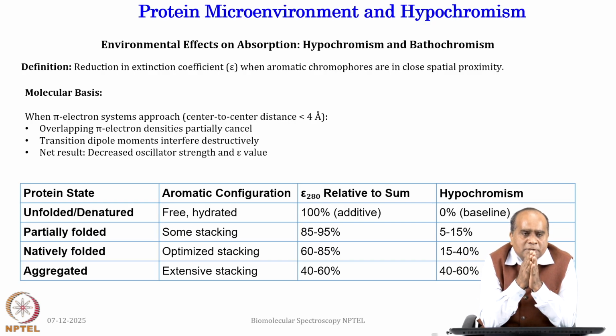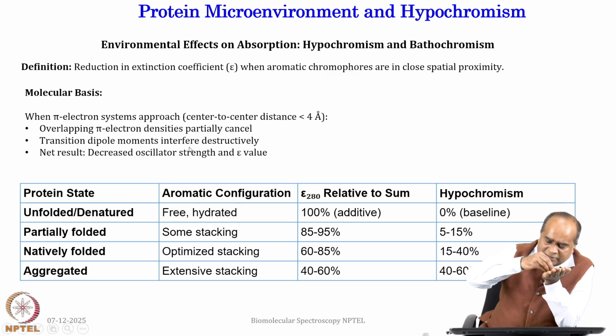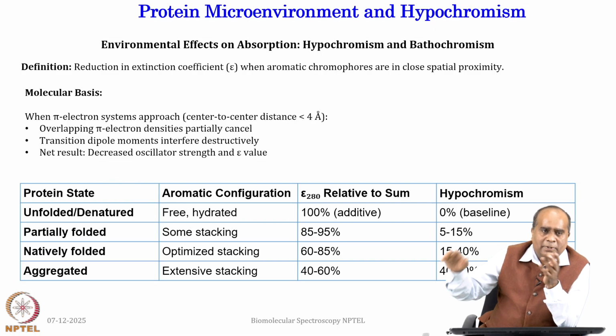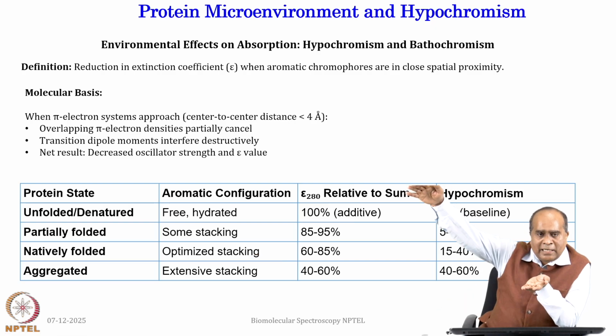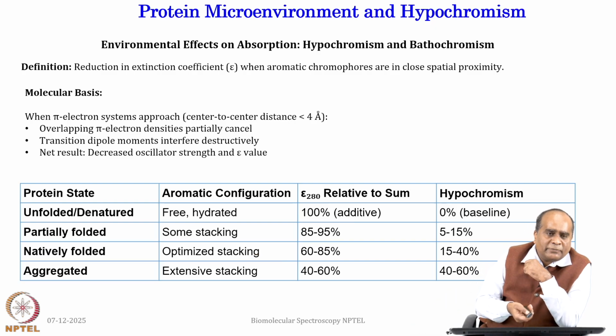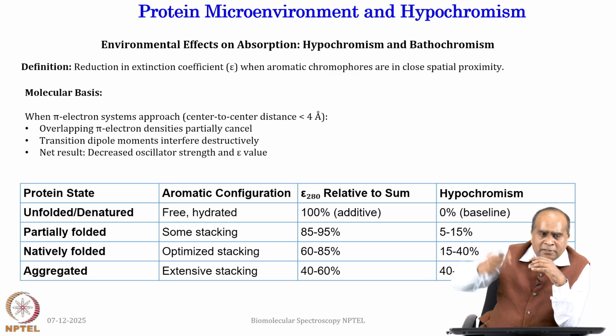In those cases what happens is the overlapping pi electron densities partially cancel each other, right. And the dipole moment interaction contributes destructively. Constructively means it adds up and will go up, destructively it will reduce. So, what will be the net result? The oscillator strength and the molar extinction coefficient, the epsilon value, decrease. So, that means the absorption A will reduce because of this.